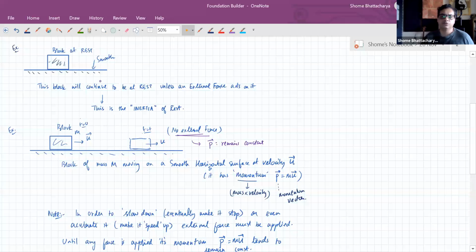That is very simple. If you have a body which is at rest, it will continue indefinitely at rest. To make it move, we have to apply some kind of external force. So this property is called the inertia of rest. Whereas the second example we are showing is the inertia of motion. Just take your time to write this down quickly.